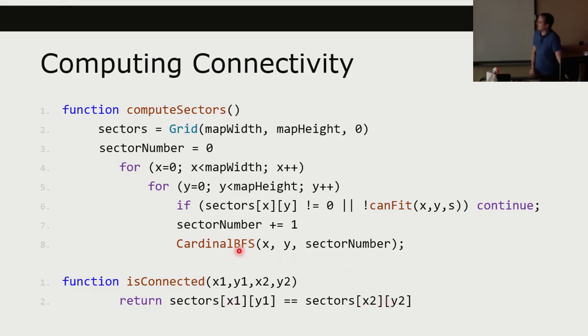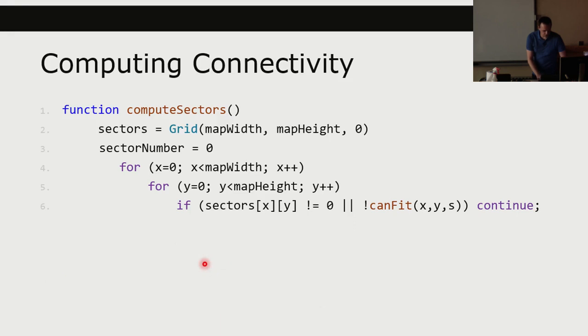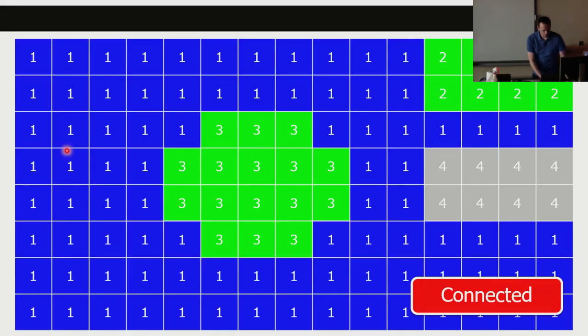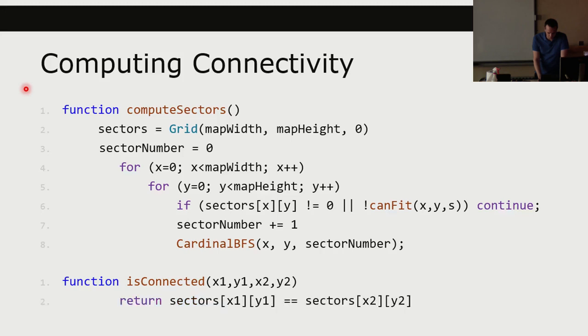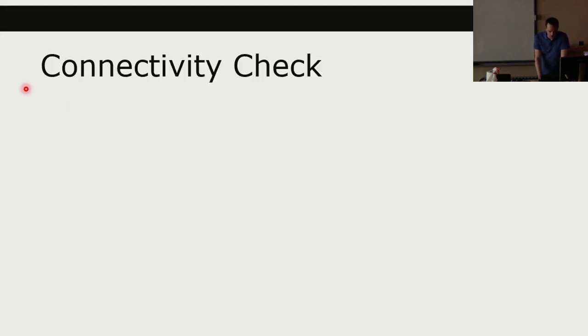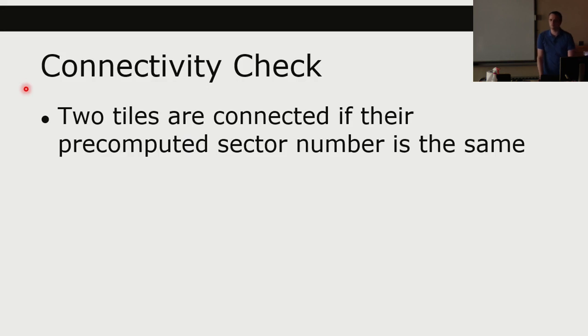And this cardinal BFS here, that is just the process of going outward from a particular cell, and if it's a legal action, up, down, left, or right, and that cell is not already given a value, then give it the value that I'm currently assigning. Okay, so that's just a standard BFS. So two tiles are connected if their pre-computed sector number is the same. Hopefully that's clear by now. If we have said that they're in the same sector, then that means that they are connected.